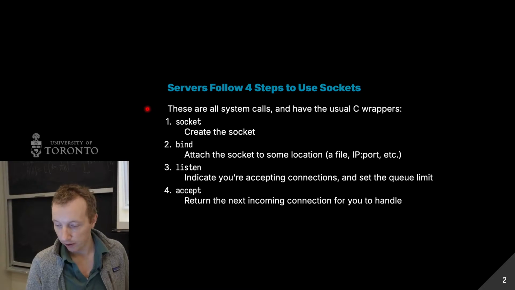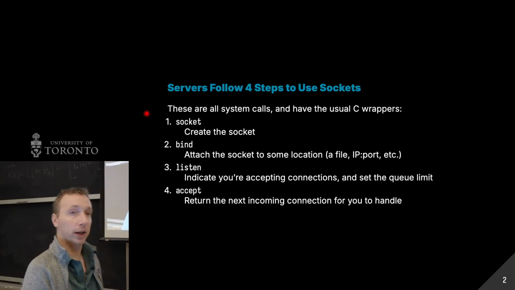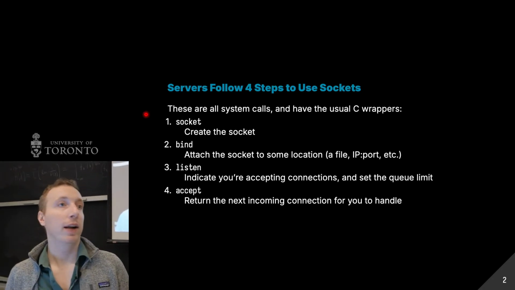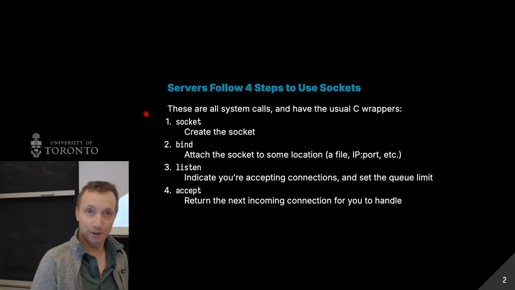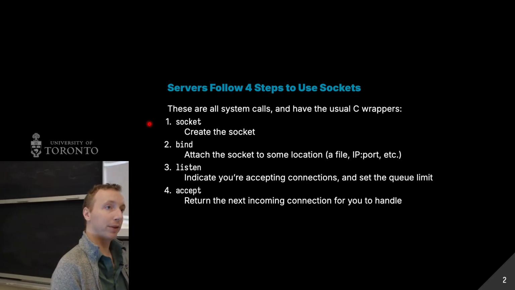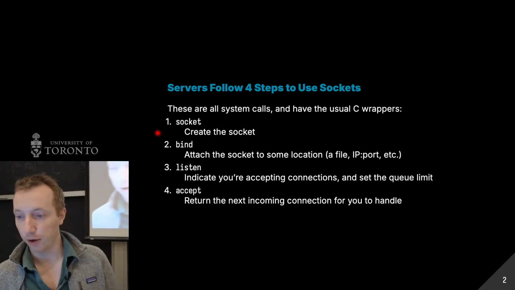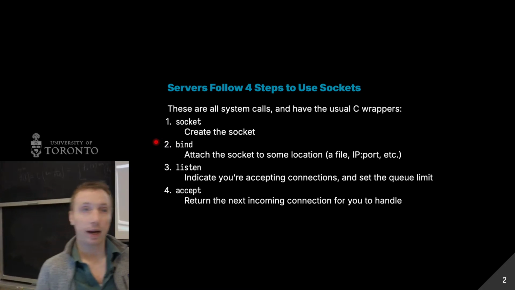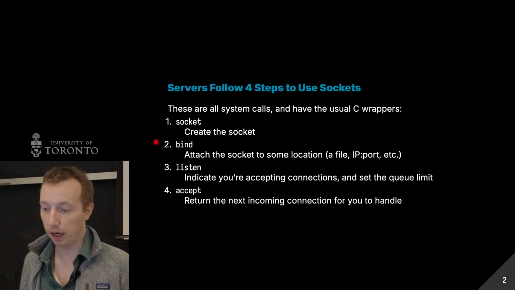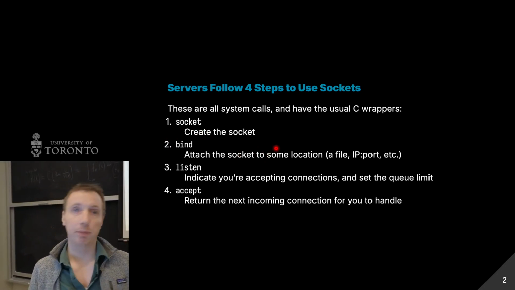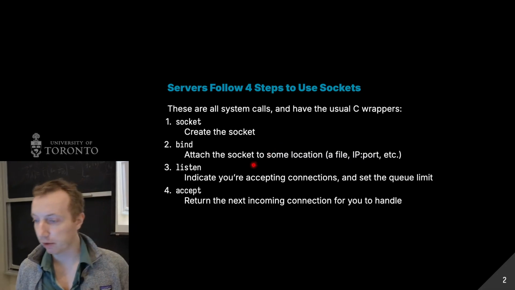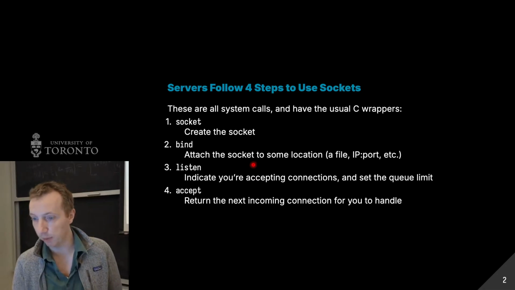So the 4 steps, if you are the server, is first you have to create a socket using the socket system call. Very clever name there. And then, well, a socket by itself isn't that useful. That's very generic. You have to attach it to some location so that someone can actually connect to it. So the second system call is called bind. That will attach it to some location depending on what type of socket you want to have. So it could be a file, it could be an IP address and a port, could be an IPv6 address, something like that. All types of different options we have.